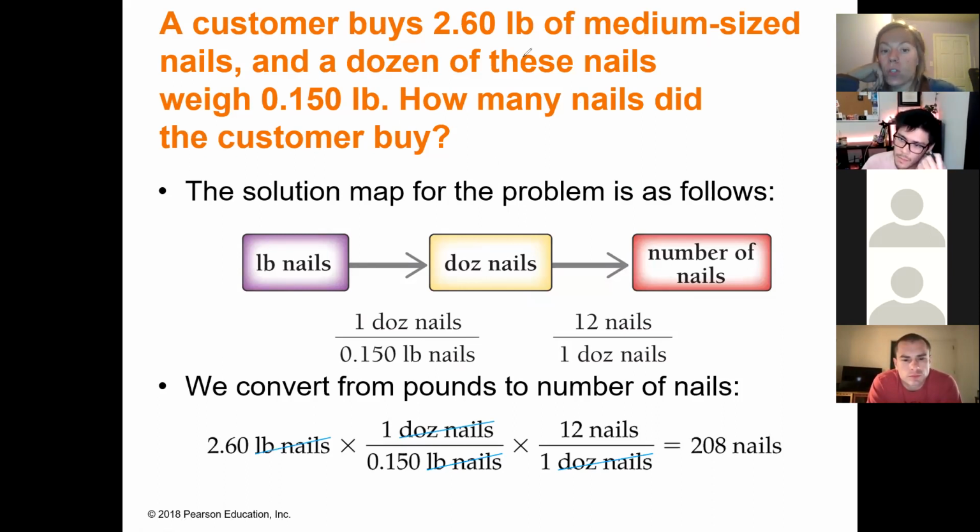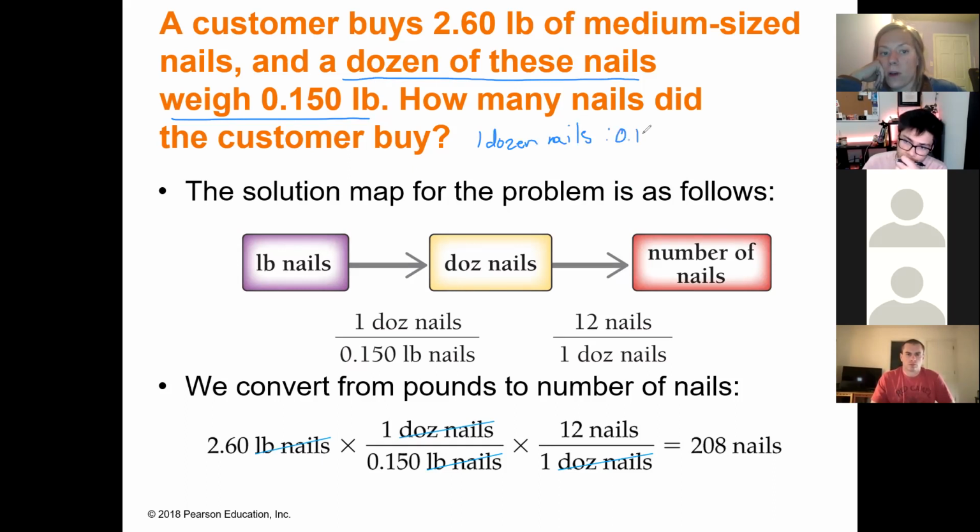One conversion factor is unique to the problem, and that is that a dozen nails weighs 0.150 pounds. Okay, so I know 1 dozen nails is equivalent to 0.150 pounds. There's another conversion factor in here that isn't customized to this problem. And that is the conversion between a dozen and individual nails, because this doesn't say how many dozens do I have, but it specifically says how many nails do I have.